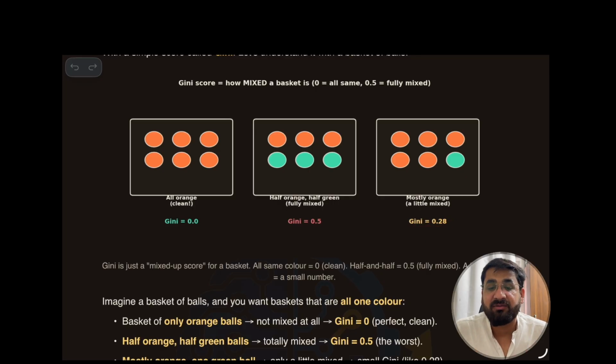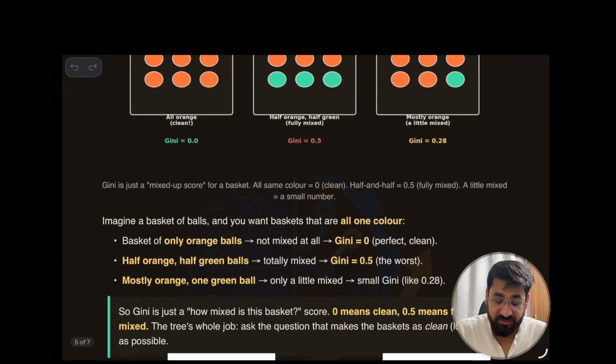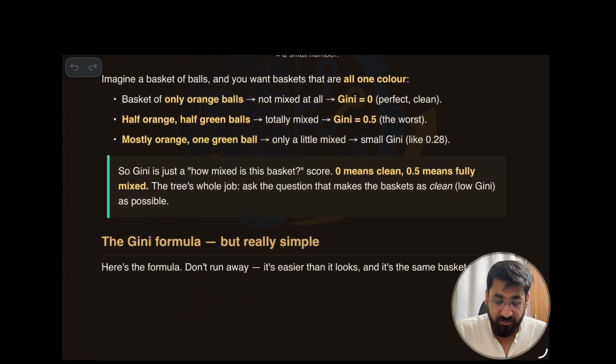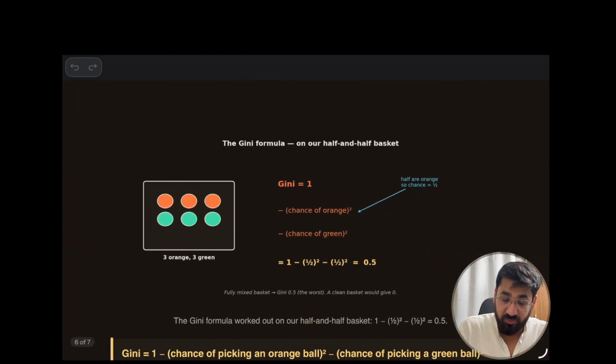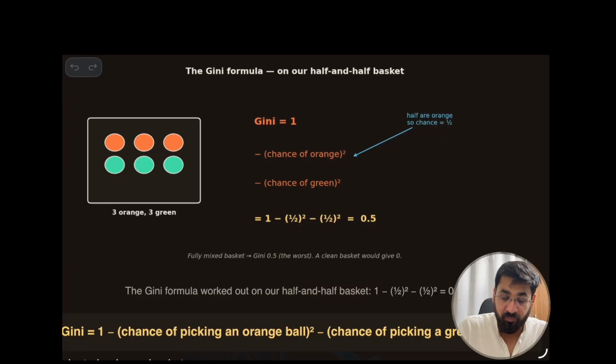Now we'll ask what is Gini and what is the formula. Here it is. You can see, I have explained this. Now come to this formula. The formula of Gini is 1 minus the chance of orange and the chance of green, squared. Chance means what? The probability of getting an orange ball and the probability of getting a green ball, and the square.